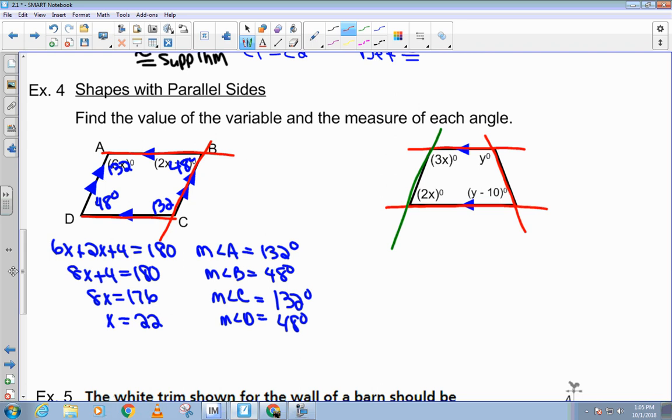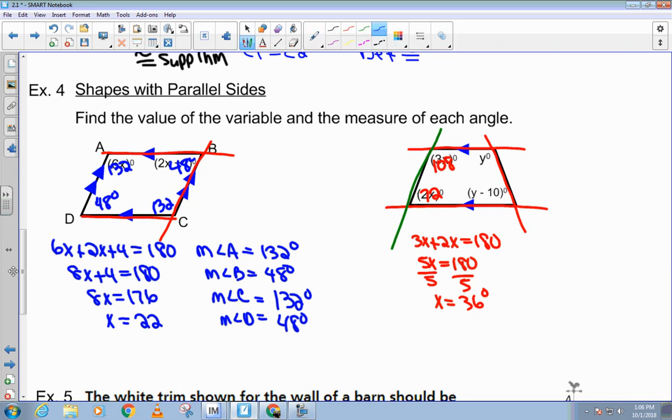So if we wanted to, let's find x first. What would we do to find x? Add them together, it's going to equal 180. So 3x plus 2x equals 180, which would be what? 5x equals 180. Divide both sides by 5, and we get 36 for x. So x is 36, which means 2x is 72, and 3x would be either 36 times 3 or 180 minus 72, which is 108.